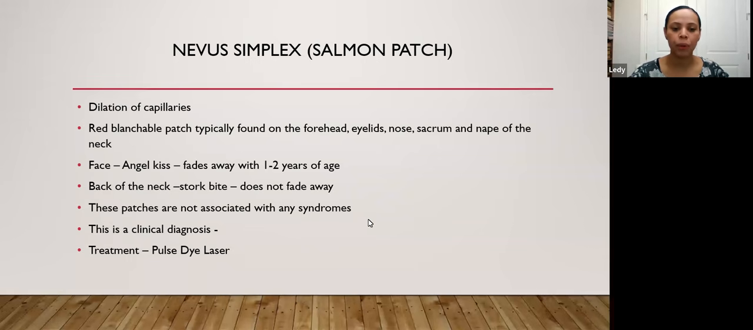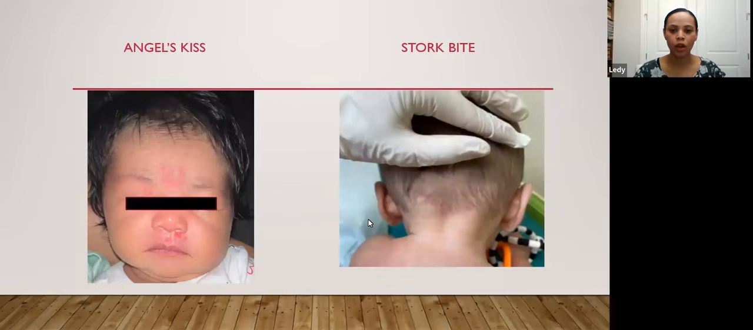I have an example of the angel kiss and the stork bite. This is a little girl on the left. She has it right on the forehead. She has it on her eyes too, and also on the upper lip. Then on the right-hand side, we see it on the back of the neck. This is very common. This is the stork bite. It's not a rash. I always tell the parents, nothing to be concerned about. It's just a birthmark. It will fade away.